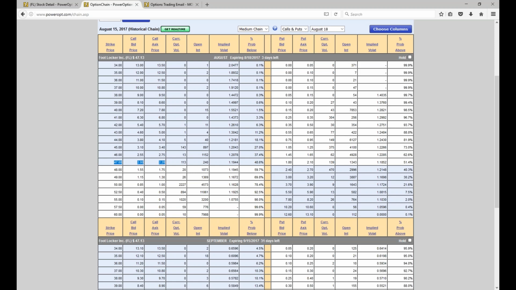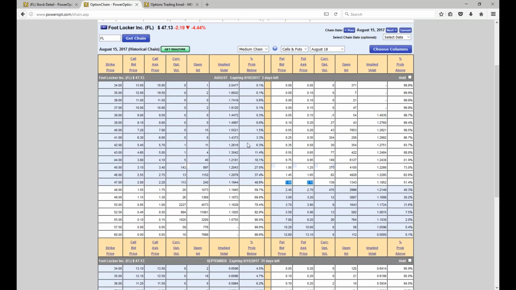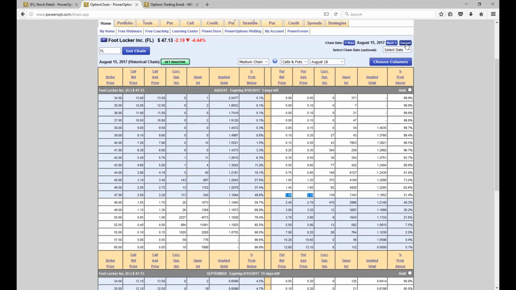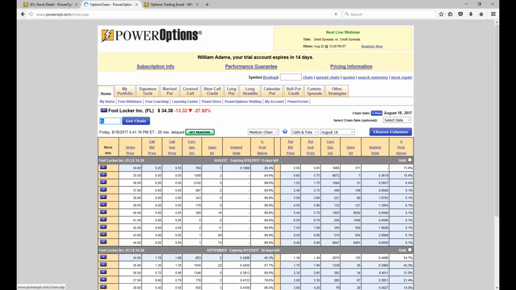$2.10 for the 47 strike call, and $1.95 for the 47 put, so that would have been a total debit of $4.05 into this position on Wednesday. And I don't want to look. It's going to be depressing.